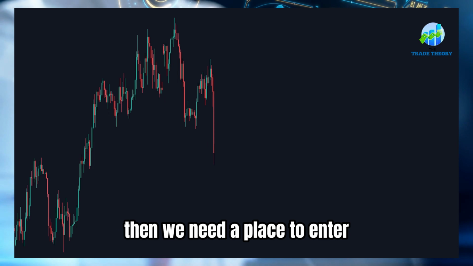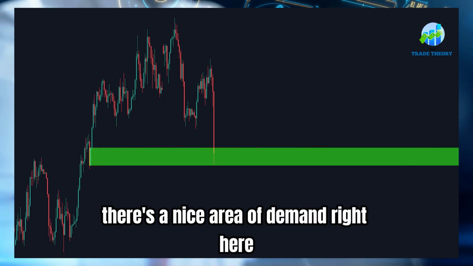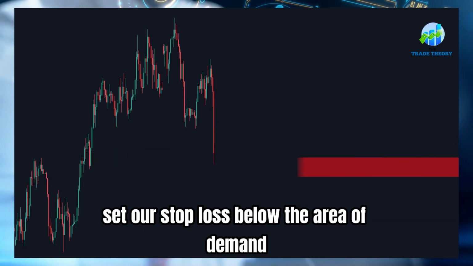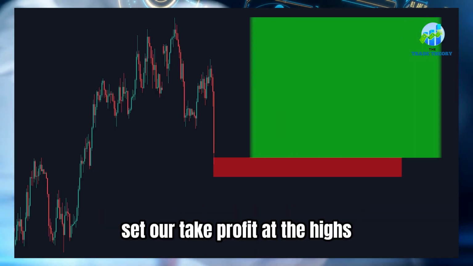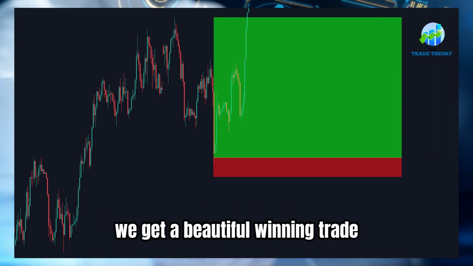Then we need a place to enter. There's a nice area of demand right here. This is where we enter. Set our stop loss below the area of demand. Set our take profit at the highs. We get a beautiful winning trade.